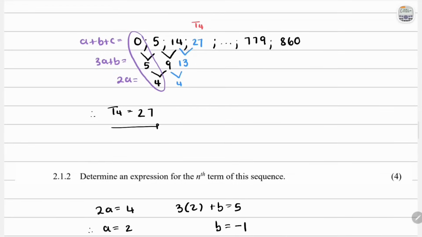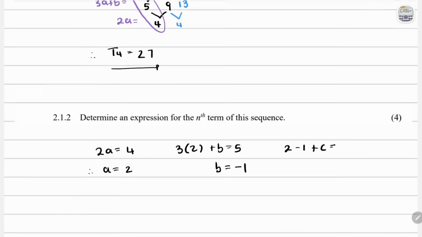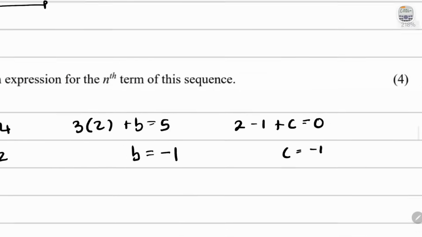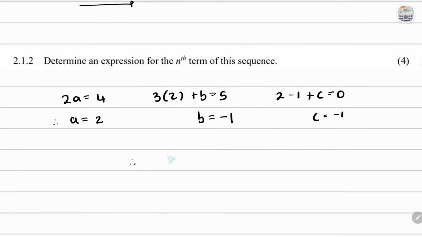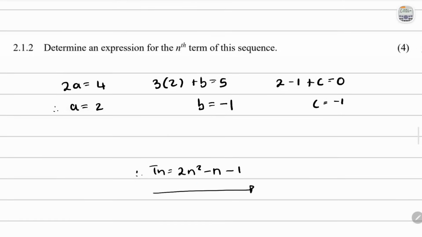And to find c, we're going to say a plus b plus c equals 0. But we already know what a is and what b is. So 2 minus 1 plus c is equal to 0. And so c is equal to 2 minus 1, which is 1, and if you transpose 1, it gives you negative 1. So the nth term of a quadratic sequence is in the form of Tn is equal to an squared plus bn plus c. Therefore, our pattern's formula is 2n squared minus n minus 1. And that is our answer.